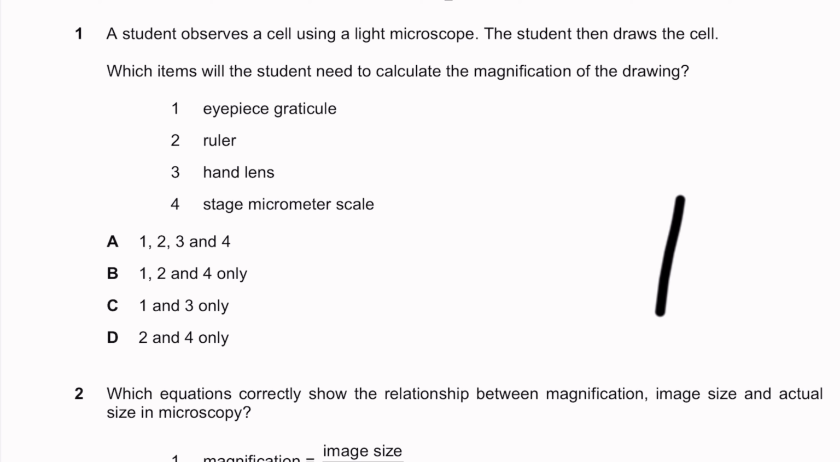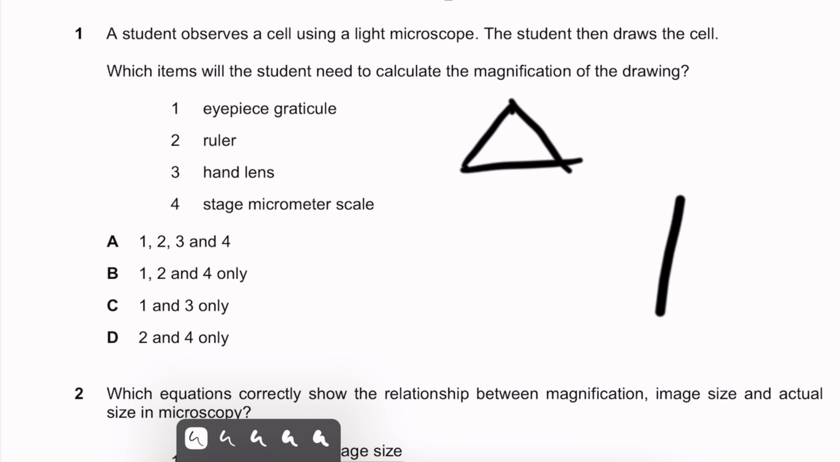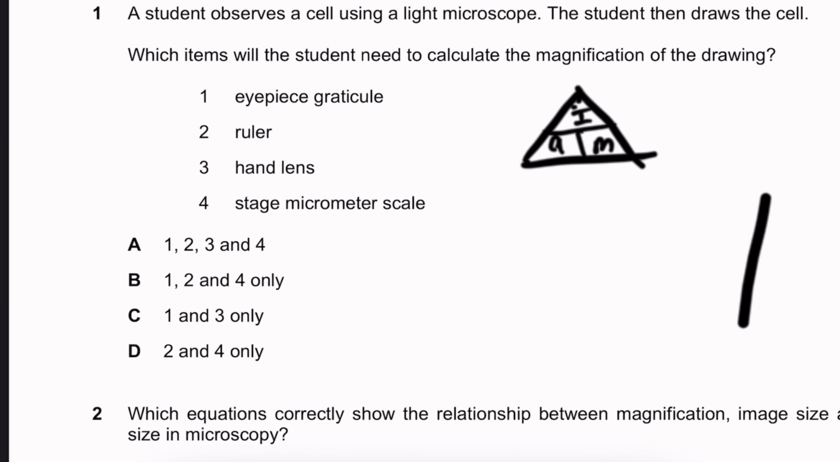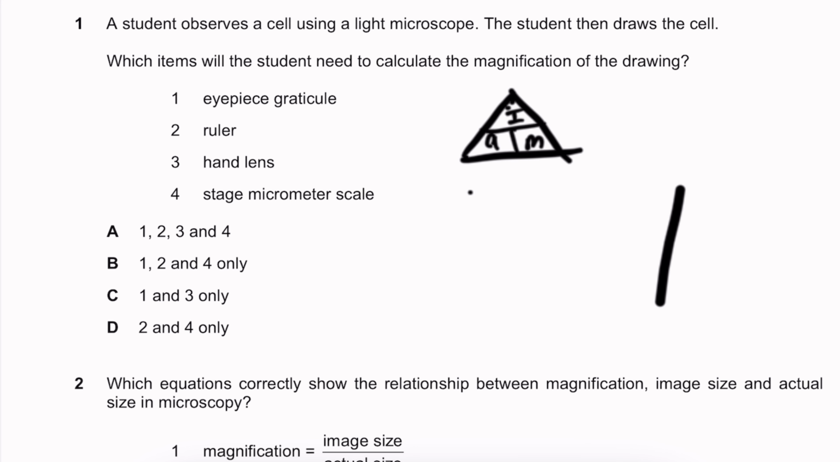In order to calculate the magnification, you have to remember the formula. The formula says magnification equals image length divided by actual length. I remember A is for actual length, M for magnification, I for image length. In order to find the image length, we're going to need a ruler because this is a drawing. In order to find the actual length, we're going to need to use the stage micrometer and of course the eyepiece graticule. So eyepiece graticule, stage micrometer, and ruler. No need for a hand lens, that's totally useless. So it's 1, 2, and 4.